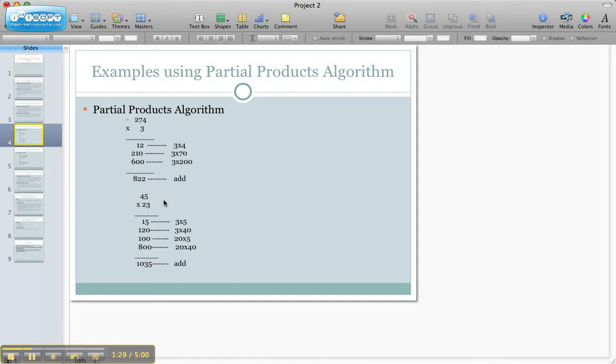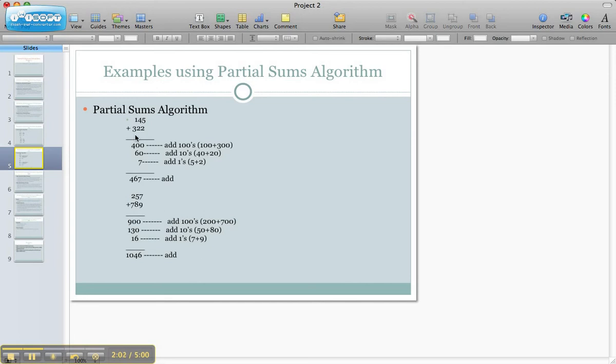For example 2, you're basically going to do the same thing: 45 times 23, except we have another digit, a 2, which is considered to be in the tens place, so you're going to multiply it by the 5, which is in the ones place, and the 4, which is in the tens place. For example, 3 times 5 equals 15, 3 times 40 equals 120, 20 times 5 equals 100, and 20 times 40 equals 800. Then you just add these, and your answer is 1035.